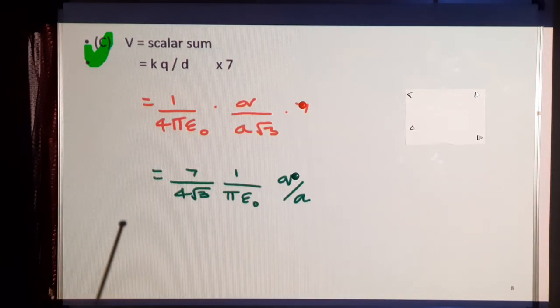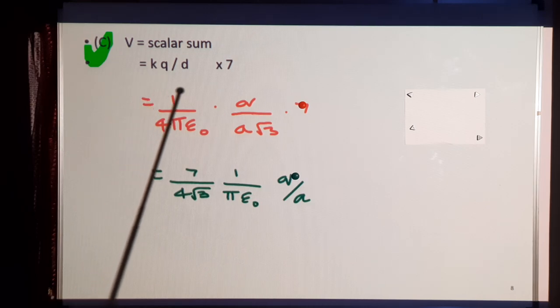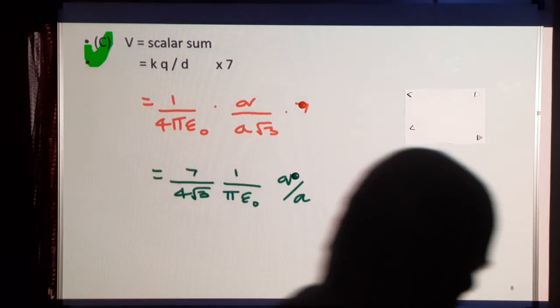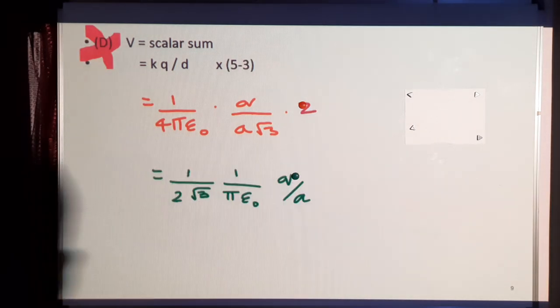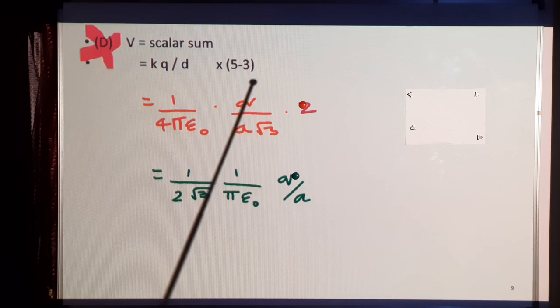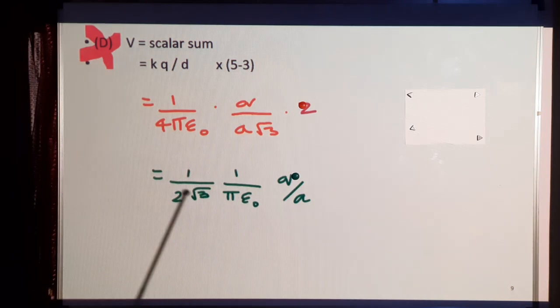Option C, the total potential is K into total charge by D. Total charge is 7Q. So it's 7 by 4 root 3. Fourth option, the total charge is 5 minus 3 because the third X charge is minus 3Q. So total charge is 5 minus 3. So it will be 1 by 2 root 3. So option D is not true.